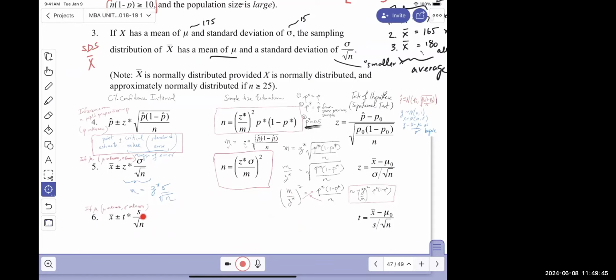And because of that, I had to pay the price and use T star rather than Z star, which is something new. It's not hard. You just have to get used to it. And for the test of hypotheses, I use the same pattern, right? I take my evidence and I standardize it using the inferred value or the hypothesized value.